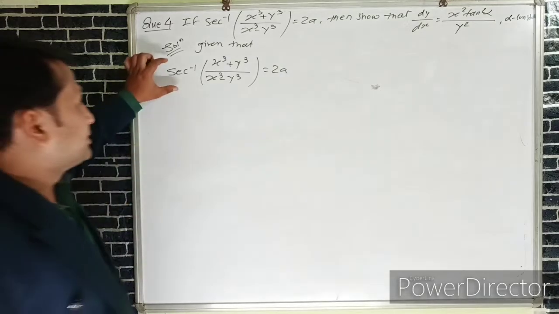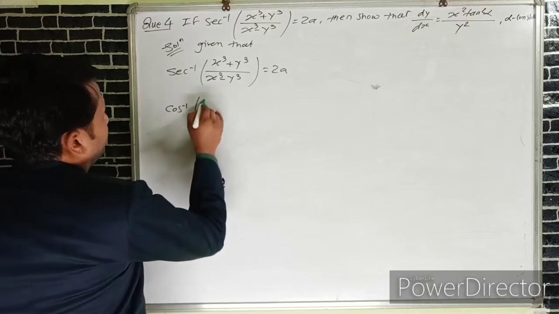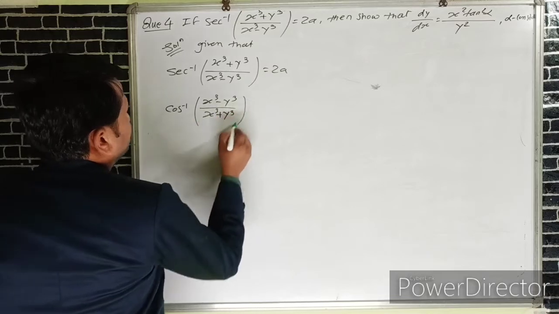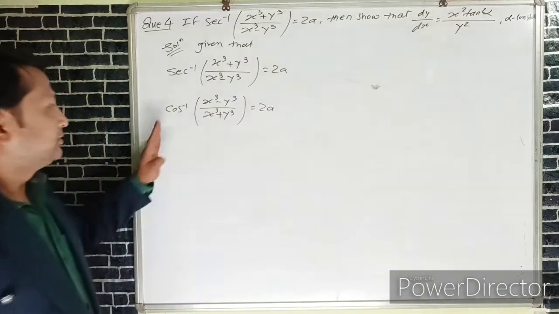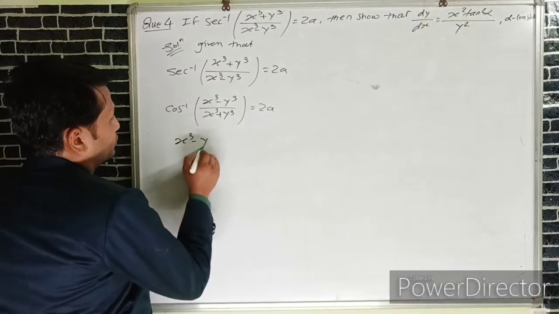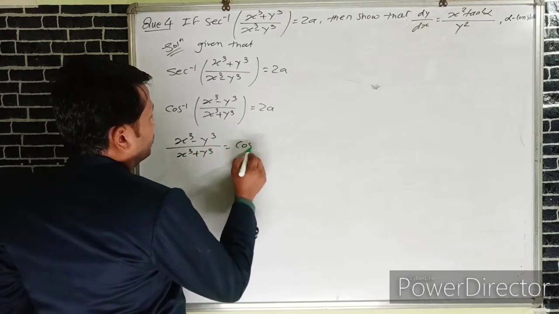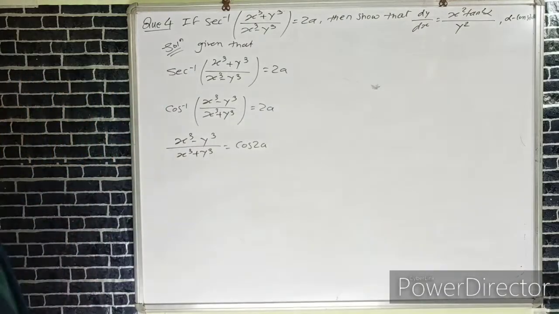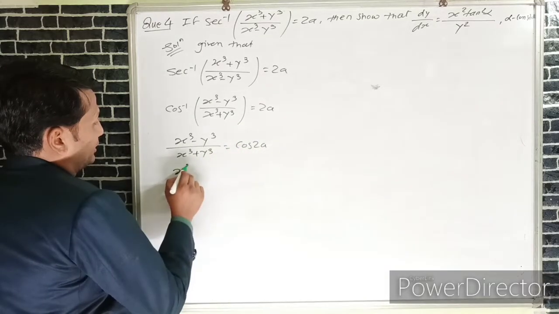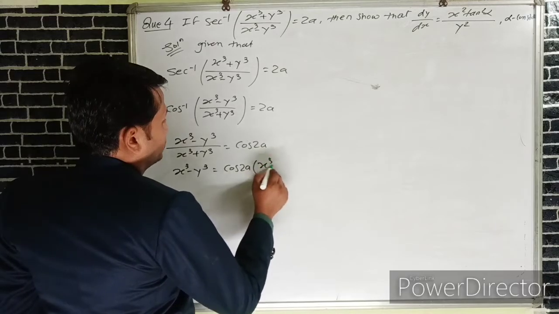We can convert this sec inverse into cos inverse. We can write cos inverse of (x cube minus y cube) upon (x cube plus y cube) is equal to twice alpha. If we shift cos inverse to the right side, then we can write (x cube minus y cube) upon (x cube plus y cube) is equal to cos 2 alpha. Now we multiply the x cube plus y cube term to the right side, then we can write x cube minus y cube is equal to cos twice alpha times (x cube plus y cube).